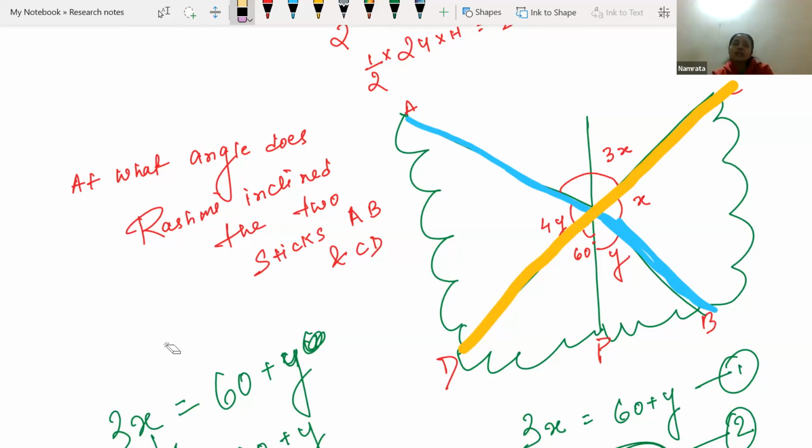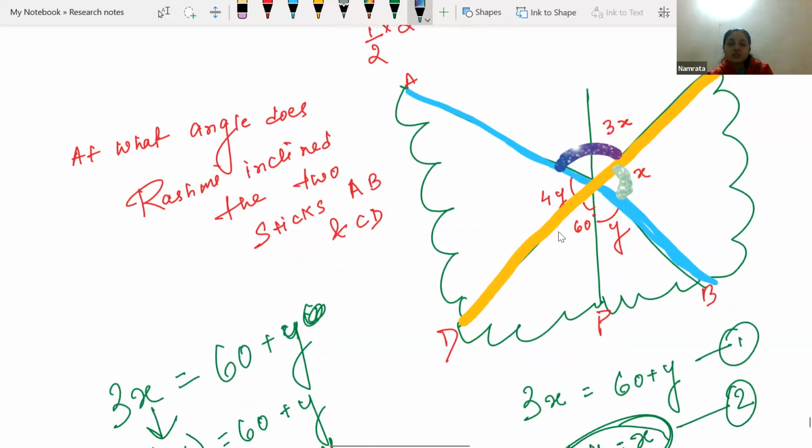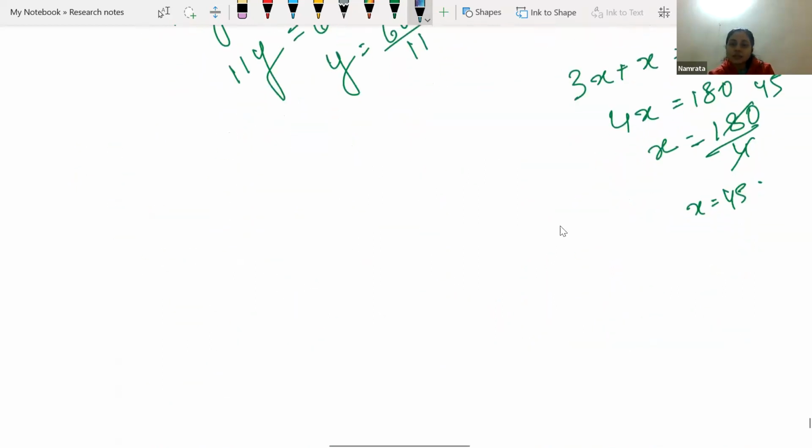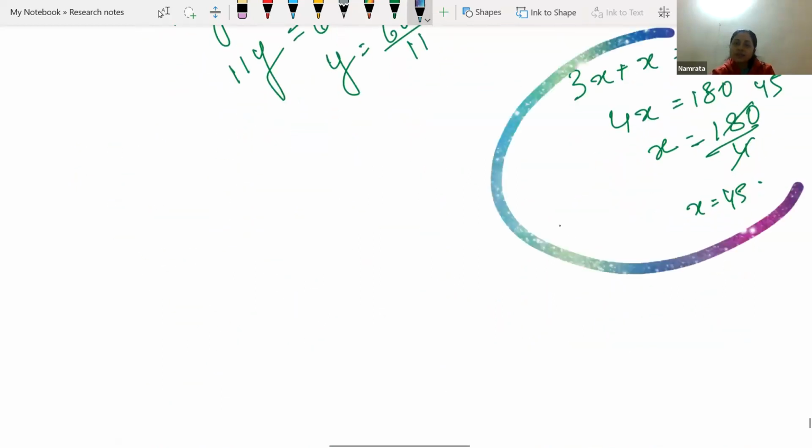If AB is a straight line, then can we say this is a linear pair? This 3x and this x will make a linear pair. Can we say that? Yes. Hence 3x plus x is equal to 180 degrees, like this one, where we got the value of x as 45. Is it clear?